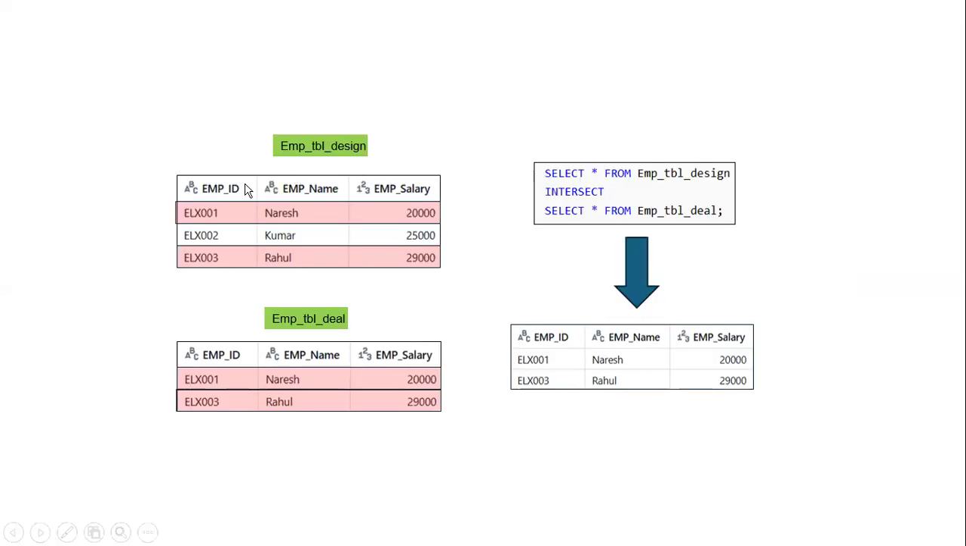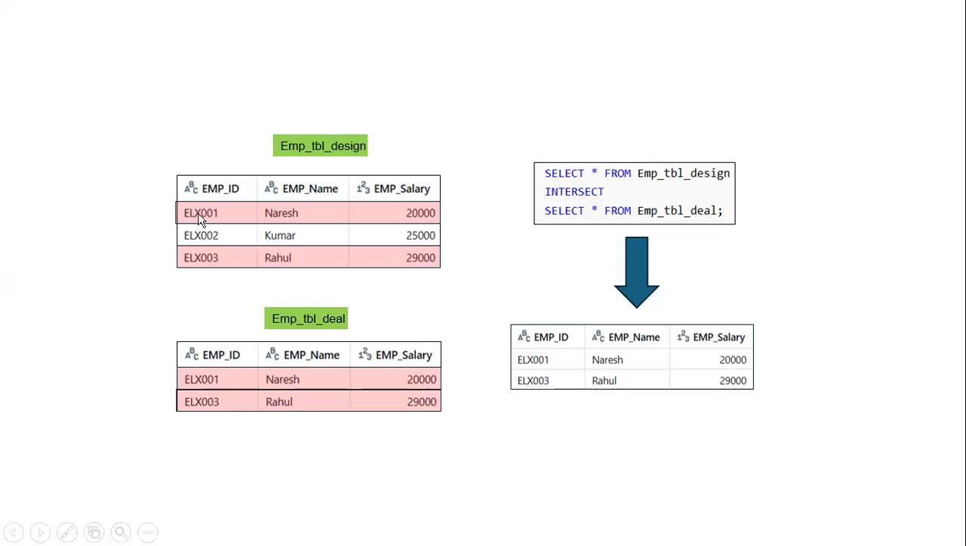So our first method is the intersect method. I have two tables: this is one table and this is the second table. Here I'm doing select star from employee_table_design, that means this whole set of records, and I'm doing intersect with this entire table. Intersect will check for common records between these two tables. Since I mentioned select star, it will check all the columns, so the entire row should match with the other table.